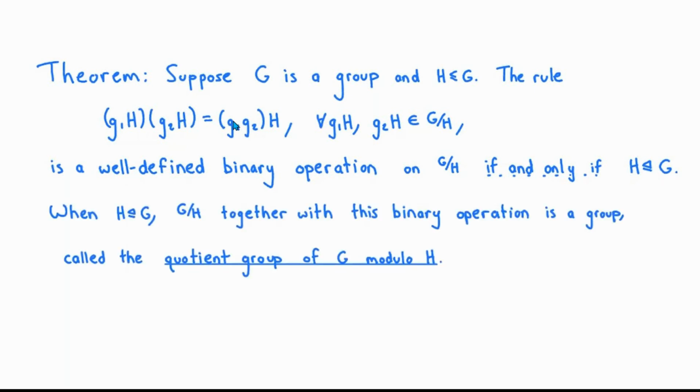Now, when the binary operation is well defined, it's not difficult to show that this binary operation turns the collection of left cosets into a group, and that group is called the quotient group of G modulo H. In order to let this sink in a little bit, I'd like to go through the details of the proof so that you can see why this is true and why normality is important in ensuring that this binary operation is well defined on the quotient space.